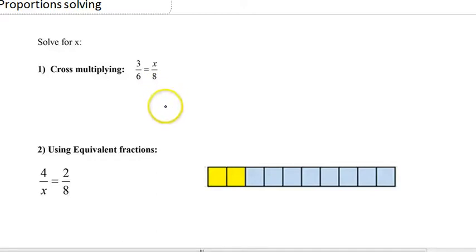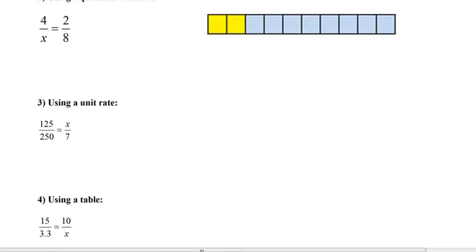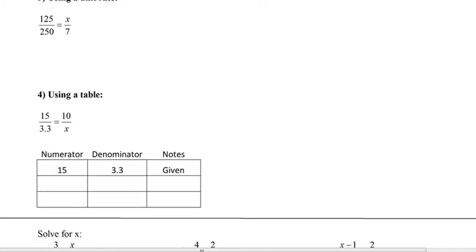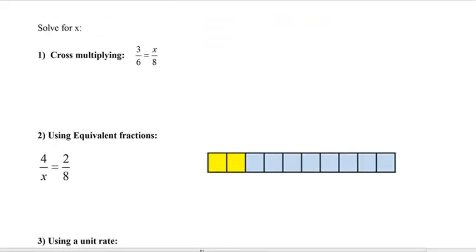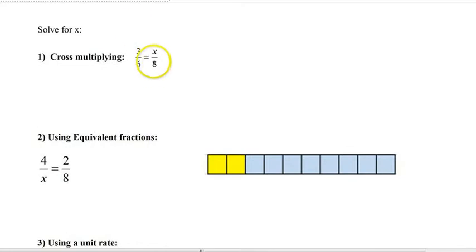Alright, solving proportional equations. So we need to get this x all by itself, and these are four different methods that we're going to try, okay? The first one is our standard algorithm, and if you want to just use the first one all the time, go right ahead. And it's the cross multiply.